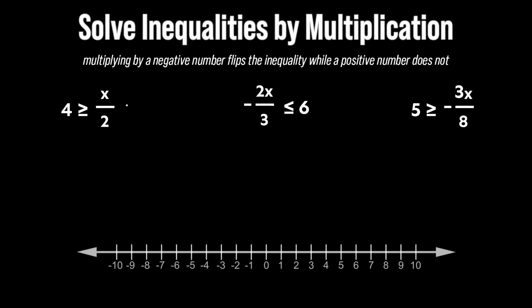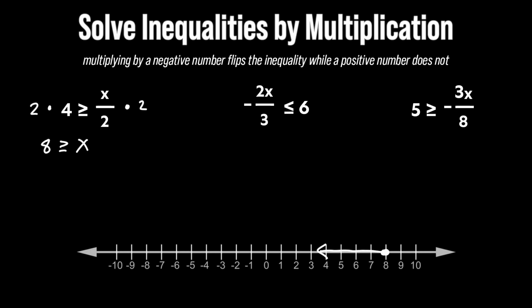If we were to multiply both sides by 2, we can isolate x on the right hand side. So this would be 8 is greater than or equal to x. If we were to graph this on the number line, it would be any value that's 8 or less than it. So it would look like this.